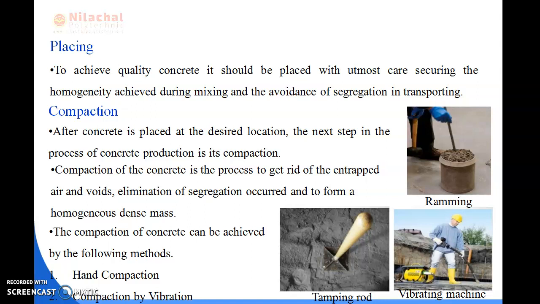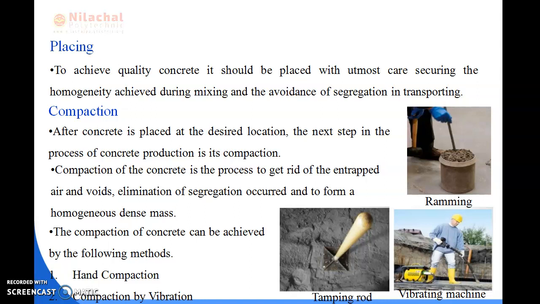The next process is compaction. After the concrete is placed at the desired location, the next step in the process of concrete production is compaction. We can also term it consolidation of the concrete. The compaction of concrete is the process to get rid of the entrapped air and voids, eliminate the segregation that occurred, and form a homogeneous dense mass.